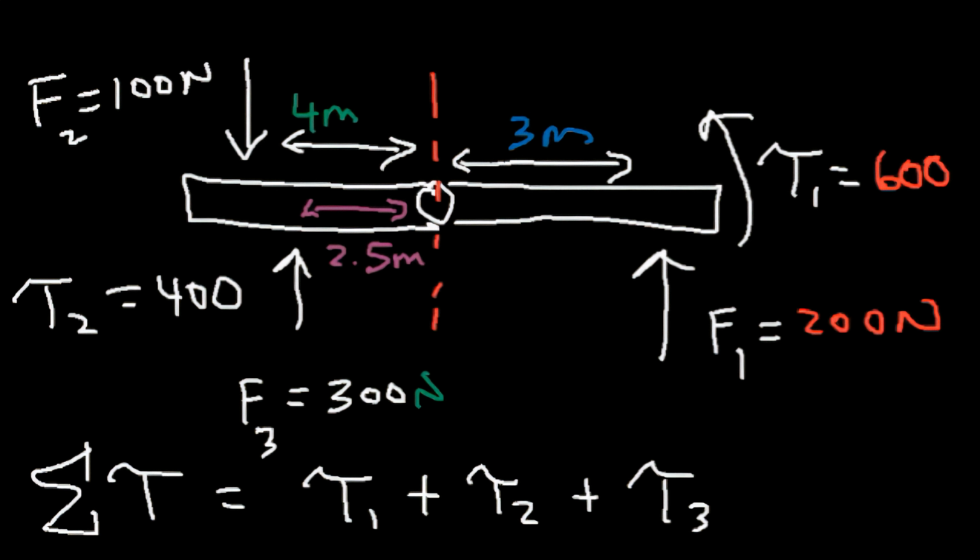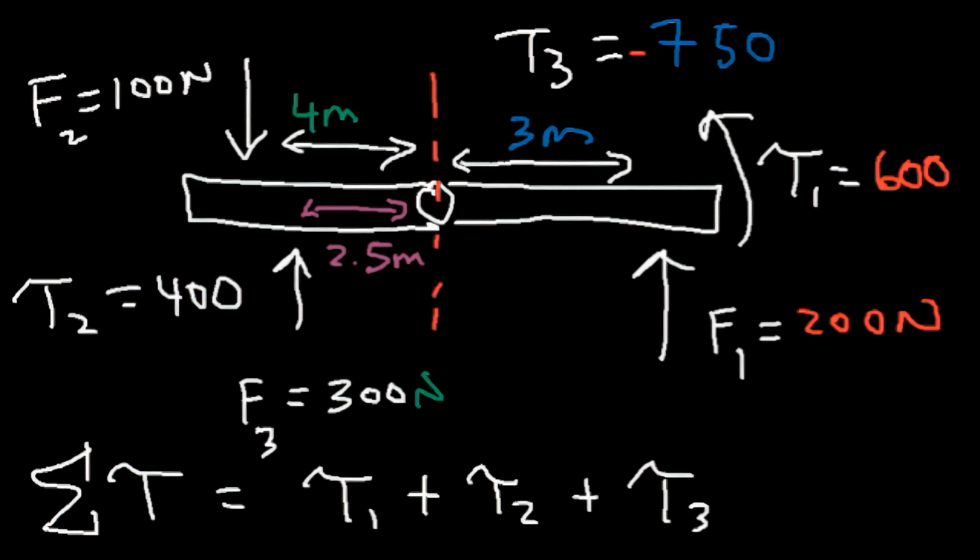Now what about T3? So this force will cause the system to rotate this way in a clockwise direction. So it's going to create a negative torque. So T3, let's write it here. That's going to be the force times the moment arm of 2.5. 300 times 2 is 600, and 300 times 0.5, or half of 300, is 150. So 600 and 150 will create a torque of 750, but it's negative.